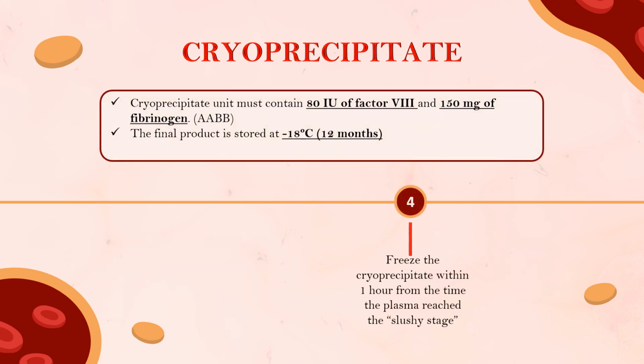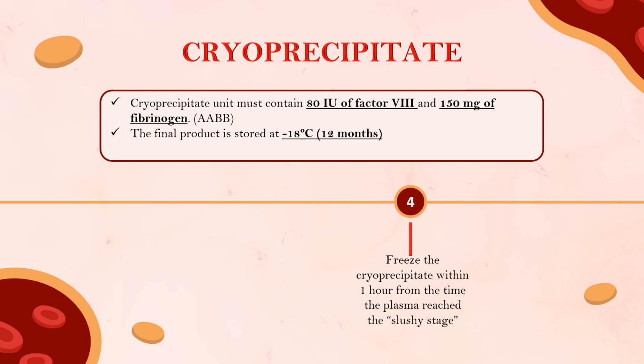Okay, class. After centrifugation and the cryoprecipitate has been separated, these units must be refrozen immediately or within 1 hour from the time plasma reached the slushy stage to refreezing the unit, because if the processing exceeds 1 hour or when there is prolonged exposure to high temperature, it will significantly decrease your factor 8 activity levels in the blood unit. So it is imperative to make sure that the unit is refrozen as fast as possible.